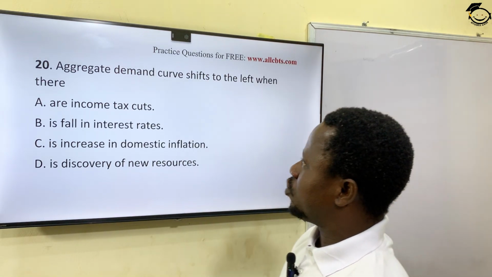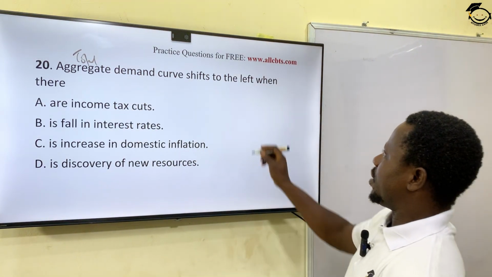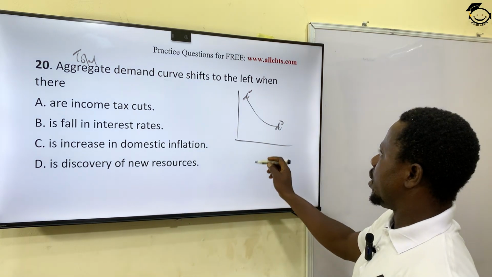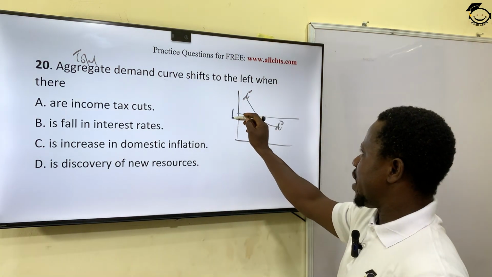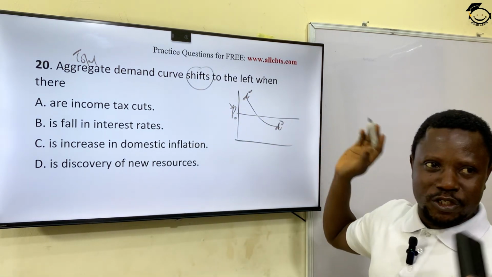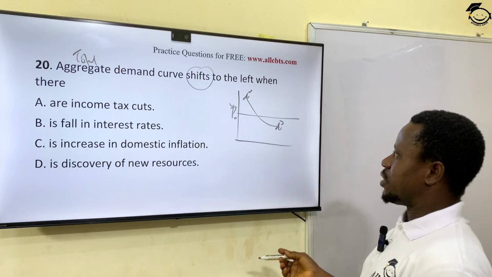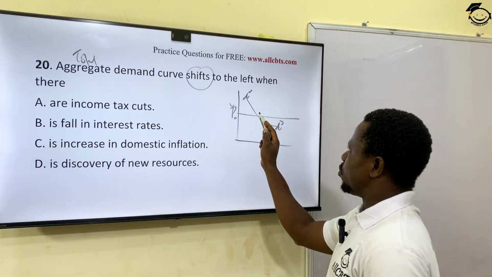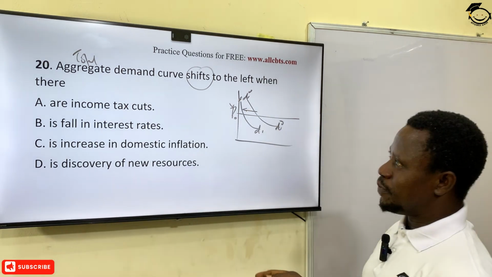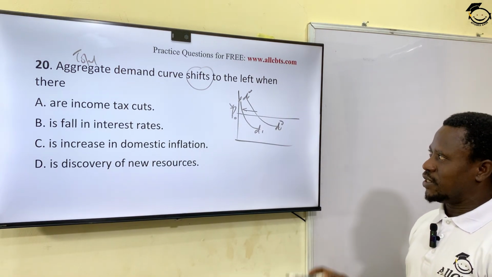Aggregate demand. The word aggregate means total demand. Aggregate demand shifts to the left. Okay, shift to the left. This is the demand curve. Let's assume this is the original demand curve, D0. Okay, when it shifts, remember we said when you talk about shift in demand, it is not caused by price, because price doesn't change. It is caused by other factors like taste, like fashion, and what have you. Okay, so when there's a shift to the left, it means a backward shift in demand. That represents a decrease in quantity demanded. A decrease in quantity demanded for a left shift.